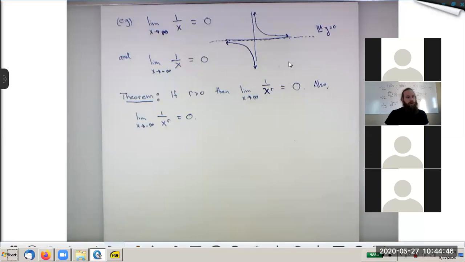So this is a useful thing. We're going to use it a lot. And I'm going to show you a bunch of examples where we make use of that. But before we do that, I've got one more example where we want to work from the graph.